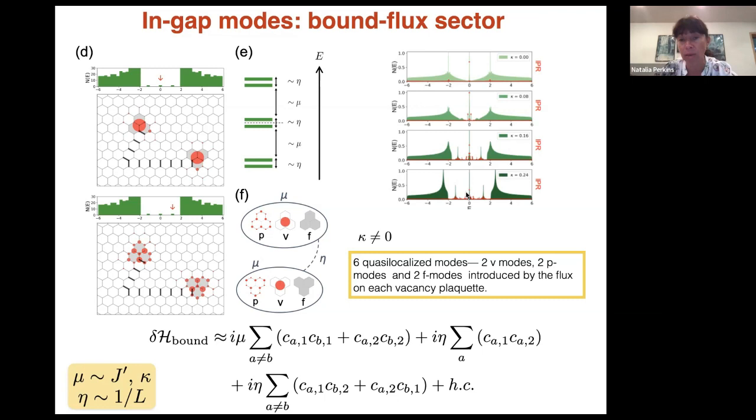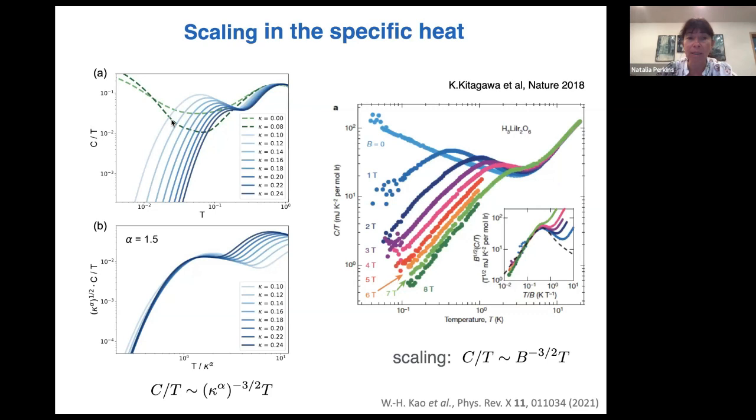So in short, what is happening is that when kappa is small, when the magnetic field is small, we still have these low energy states, and that's why we see this upturn in the specific heat. But then we transition into the zero flux state, and basically we depopulate the states around zero energy. And this is basically the numerical result. And once again, though not directly, we can still describe the scaling observed in the experiment. More details can be seen in this paper.